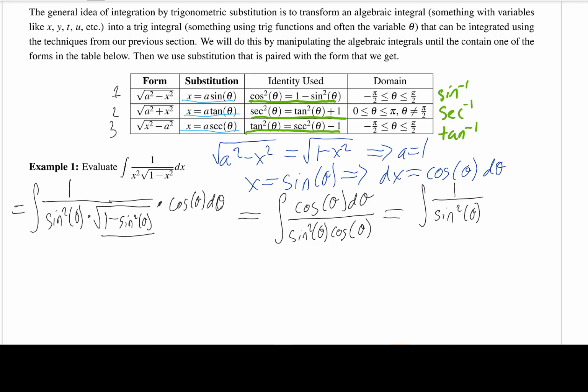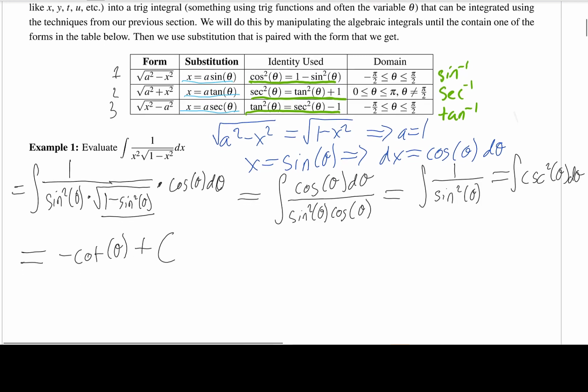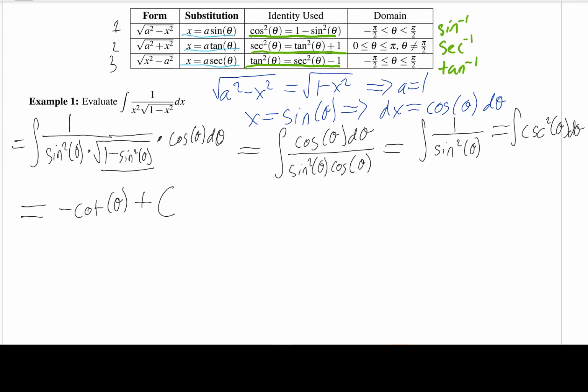Okay. So from here, what we're going to do is change this. 1 over sine is the same thing as cosecant. And we have an integral rule from Cal 1 of the integral of cosecant squared theta d theta. And that should be negative cotangent theta plus c. Now this is great. It looks like we've gotten an answer.